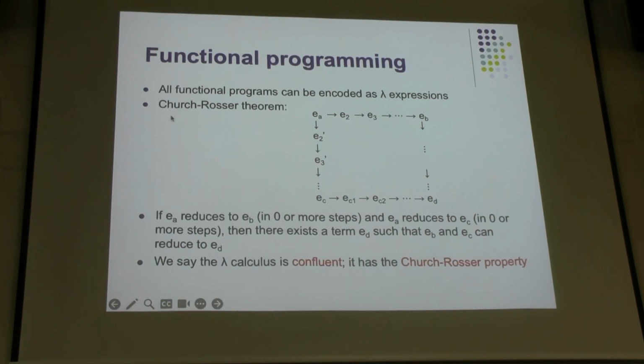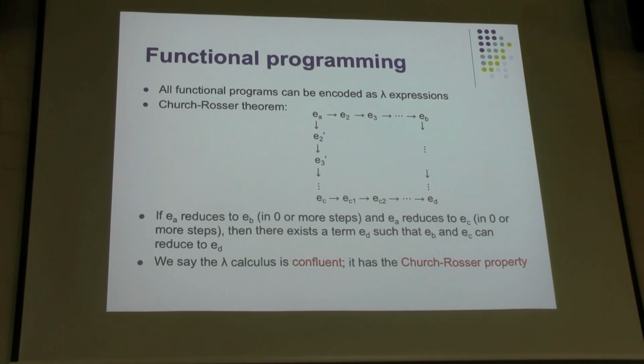And there is a famous theorem called Church-Rosser saying if I start from one lambda expression and I reduce it in one way, and I reduce it in another way, because usually there are different ways to reduce them. We can see that in a concurrent multi-agent program. The scheduler can reduce it in different orders, so there are different reduction orders. So if EA reduces to EB and EA reduces to EC, then the theorem says that there exists a term ED, and B and C will go to that term. They can both reduce to ED.